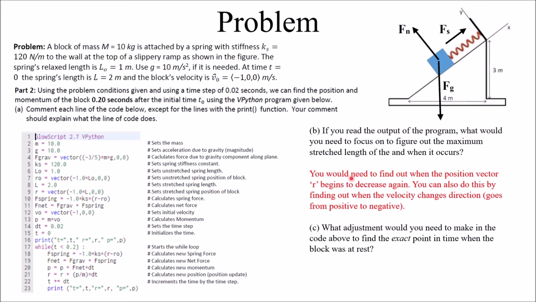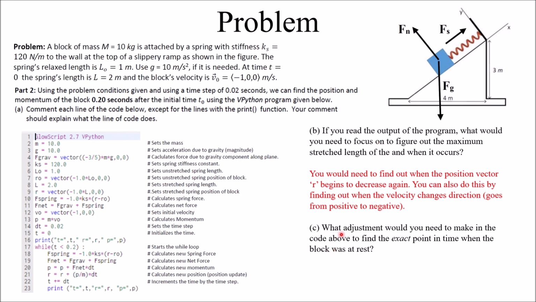And so what we would look at is we would want to find out when the position vector r begins to decrease again. And we can do this by finding out when the velocity changes direction. And so going from positive to negative, or negative to positive. And so we know the velocity is down the ramp. And so once that velocity changes to be up the ramp again, we know that it's changing direction and it's reached some sort of a maximum point.